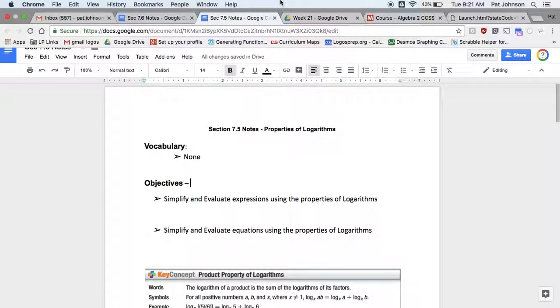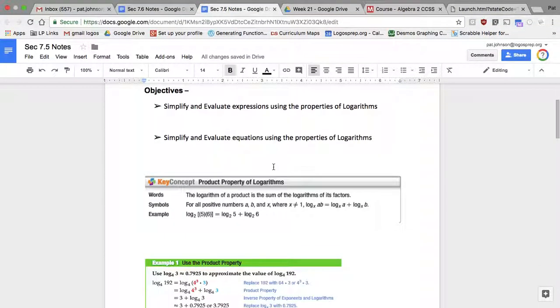Okay, this is section 7.5, video on properties of logarithms. We have no vocabulary, but our objectives are simply to simplify and evaluate expressions using the properties of logarithms, and simplify and evaluate equations using the properties of logarithms. So basically we have an expression and the equations.